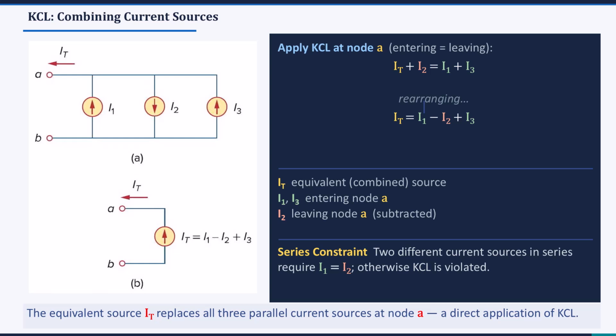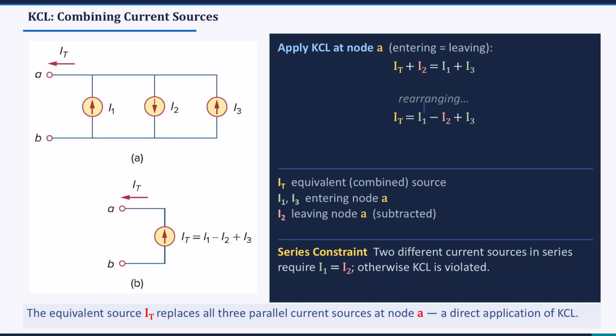I sub t is the equivalent combined current source that replaces all 3 parallel sources. This is a very practical result. When you have multiple current sources in parallel, you can replace them with a single equivalent source whose value is the algebraic sum of all individual sources, taking polarity into account.